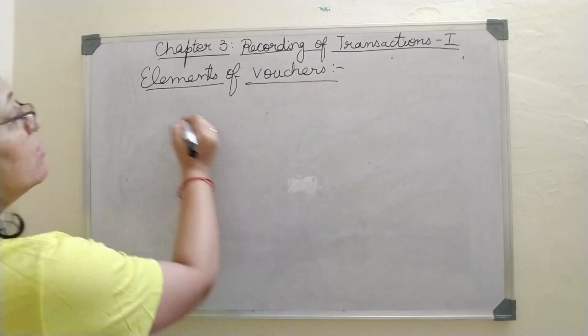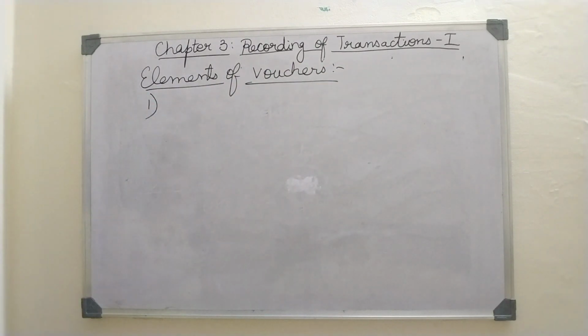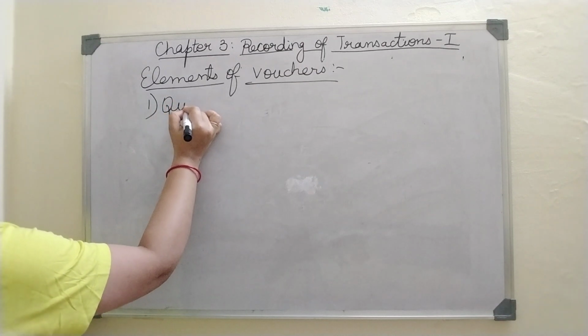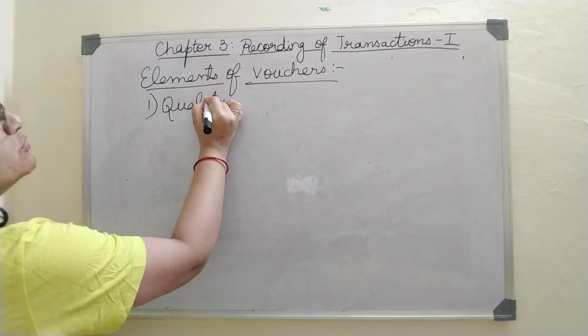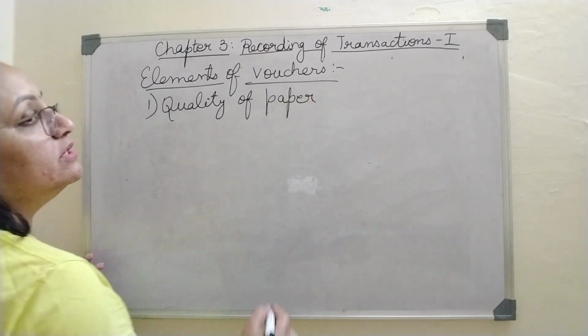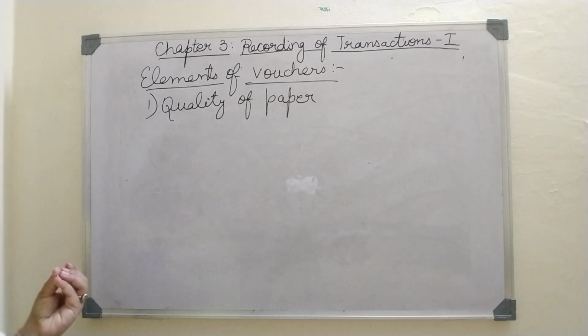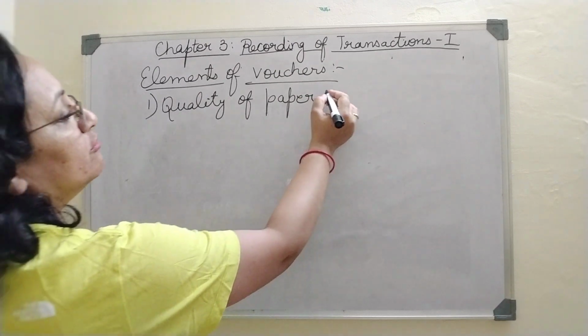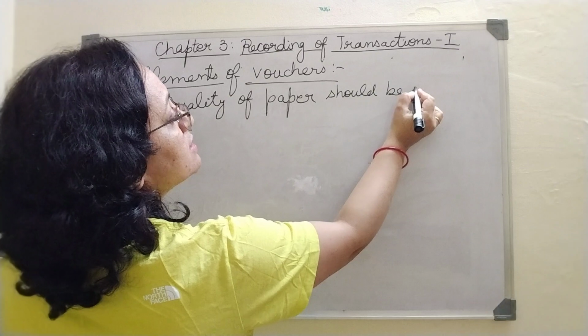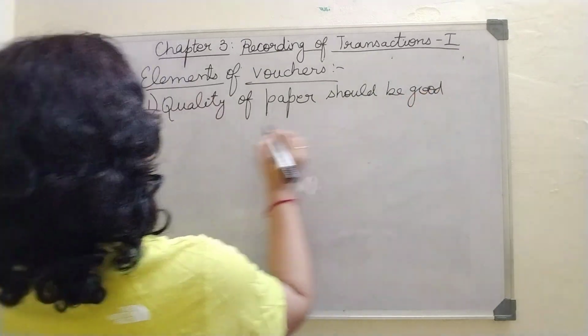So elements of vouchers are, it is not any fixed rule that what color the voucher should be. It should be written on a good quality of paper. So quality of paper should be good. The first thing. It should not be a kind of paper which can easily be torn or which is of a very bad quality. This is the first element of voucher.